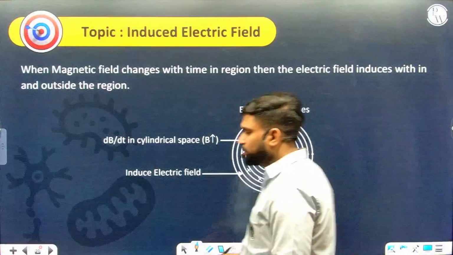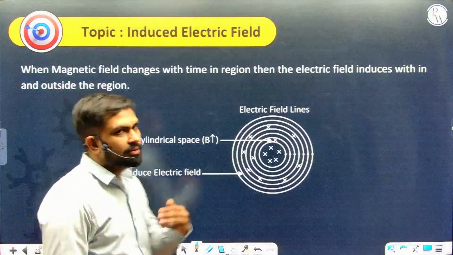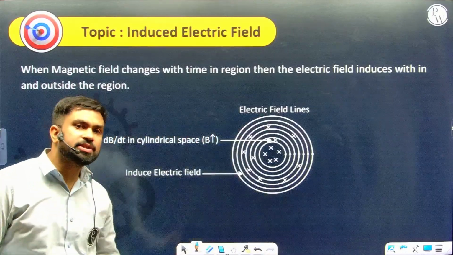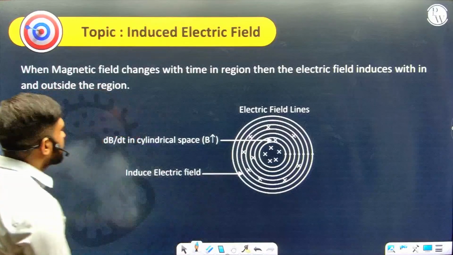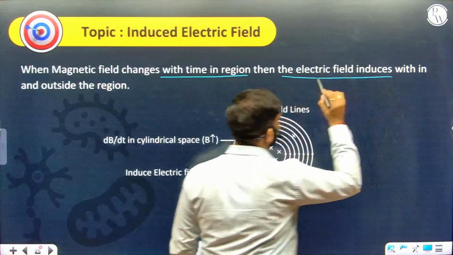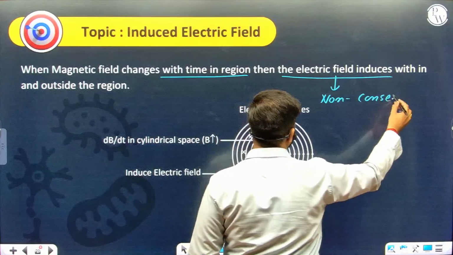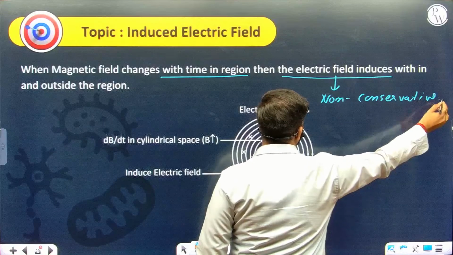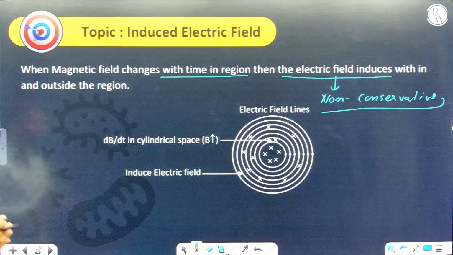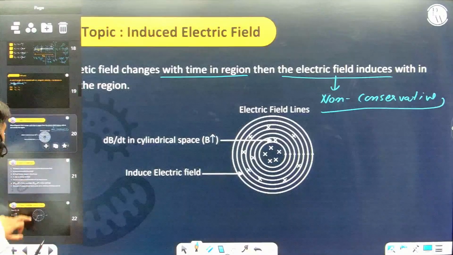Why does the electric field get induced? Just remember a single statement. Whenever in the region electric field changes, it produces magnetic field. Whenever in the region magnetic field changes, it produces electric field. Get the point? Alright. So when the magnetic field changes with time in the region, the electric field is induced, and this electric field, straightforward I am saying that it is non-conservative in nature. It is not an electrostatic field, it is just an induced electric field, non-conservative, and it exists inside and outside the region like this. Let's find out what the electric field is inside and outside.